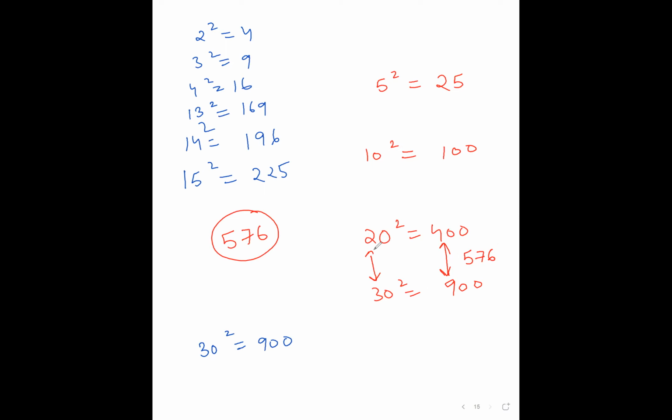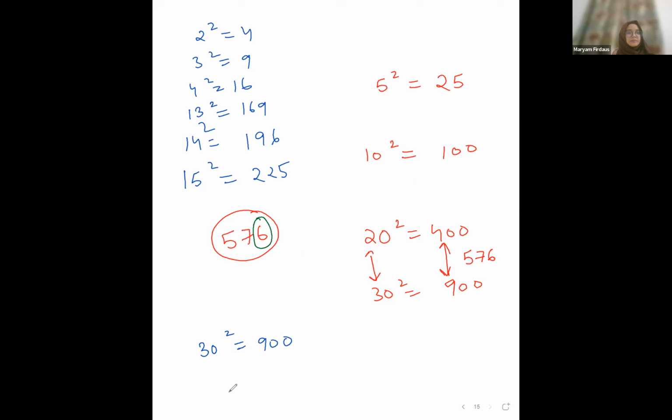Now, what are you going to do? Are you going to sit and solve every single thing? 21 square, 22 square? No. You will act smart and you will look at the last digit. The last digit is 6.